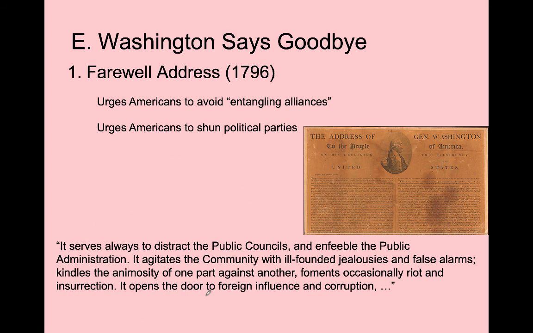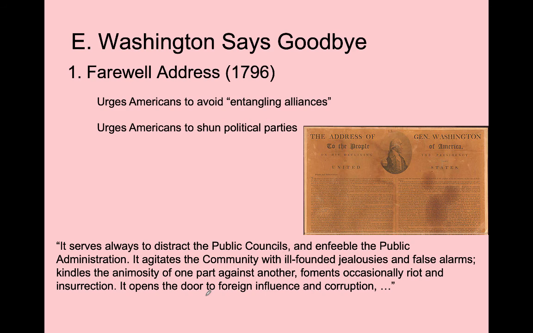And then the second thing, let's read the quote, right? He's talking about political parties. So political parties serve always to distract the public councils, enfeeble the public administration. In other words, when we try to get stuff done, if we're divided into parties, we're divided against ourselves, and we can't move forward as a united country.